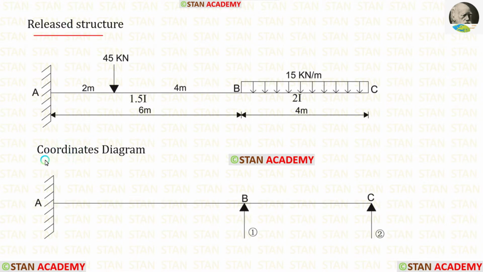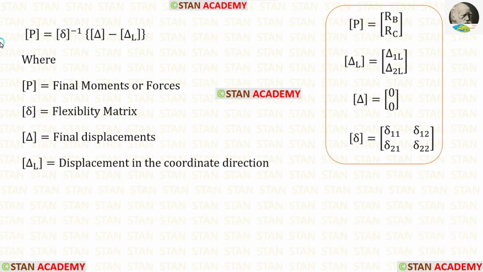Now let us make the coordinates diagram. In this analysis, there are two coordinates. We have the coordinates in the points B and C. Because in these points only, we have removed the vertical supports. Now let us see the formula to find the reactions RB and RC.